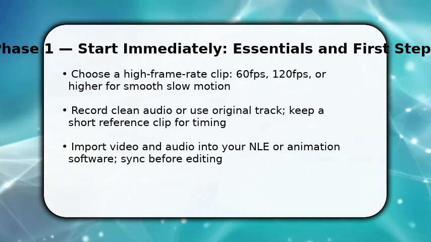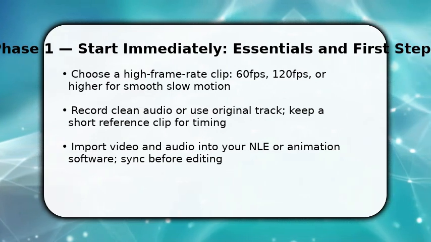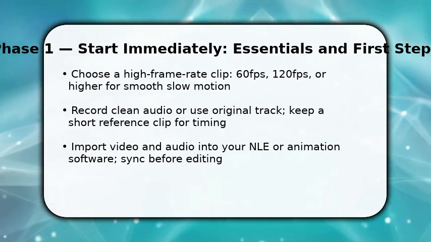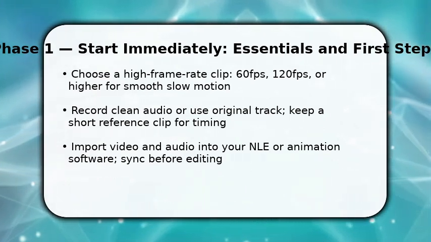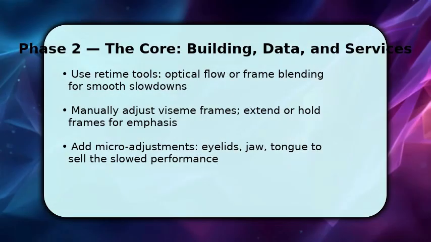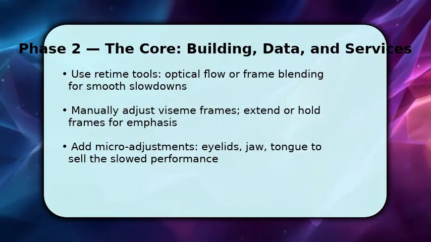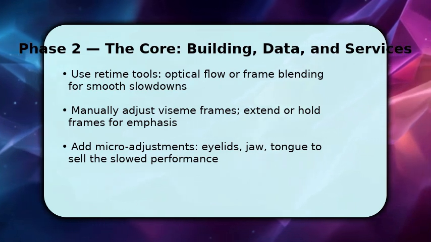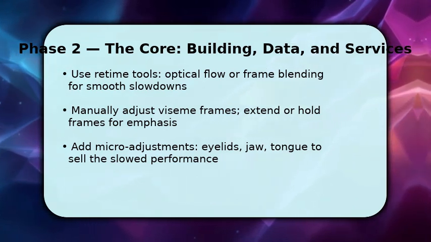Make sure to keep a version at normal speed as a reference, because you will compare frame by frame while creating the slow motion lip sync. You now slow the clip using optical flow or high-quality frame interpolation, because naive frame doubling looks choppy. Once the retime is applied, scrub to each marked viseme and manually extend the exact frames that convey mouth shape.